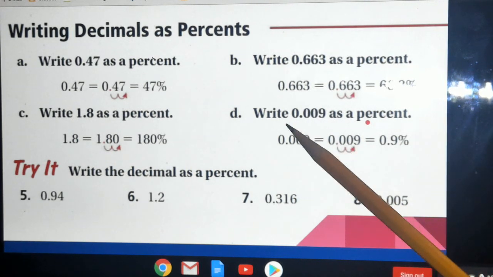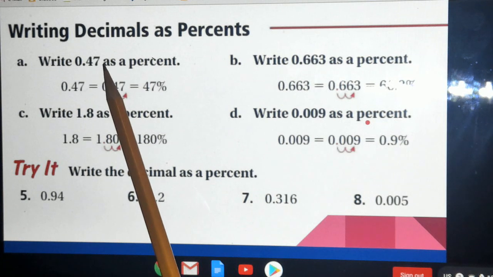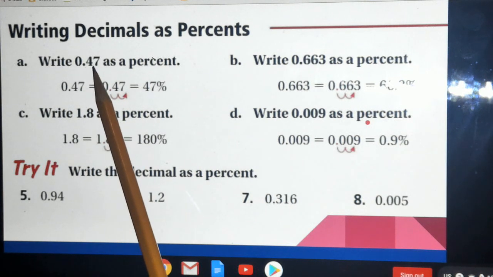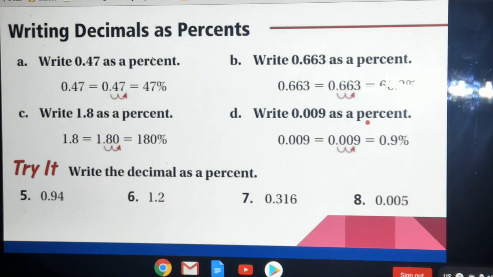We did, what if you wanted 47 hundredths and you wanted to write it as a percent? Well, the decimal's right there. So you just move it 2 places to the right, and that's 47%. Now, sometimes it's kind of tricky, like this one.